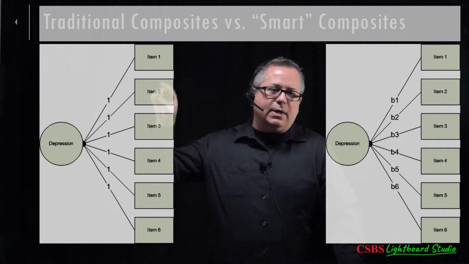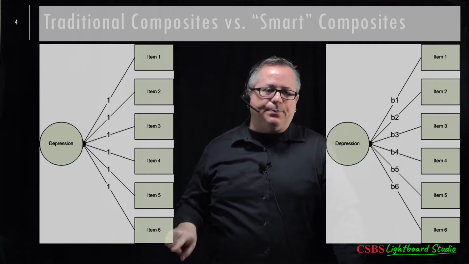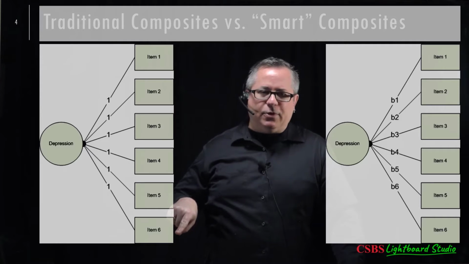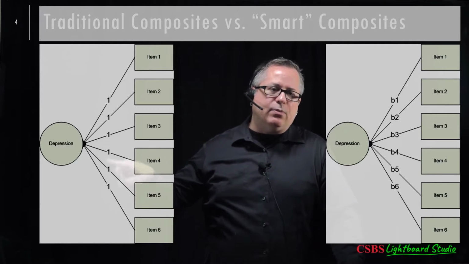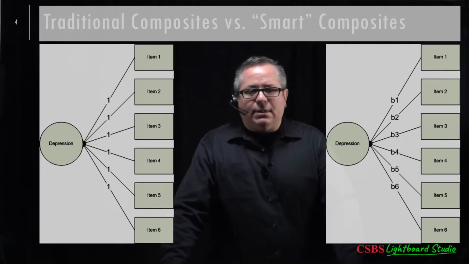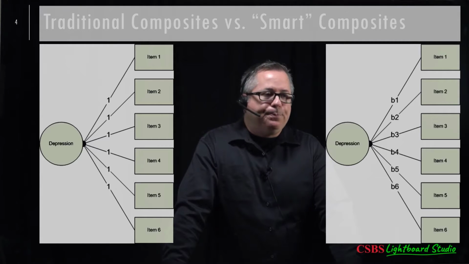So if you're looking at these items, an item like "I feel depressed" versus "I eat less than I used to" or something like that, the eating item is going to be less directly related to depression than something like "I feel depressed" is. But in creating these composites like this, we ignore that. We say, well, they're all equally important. We're just going to add them together.